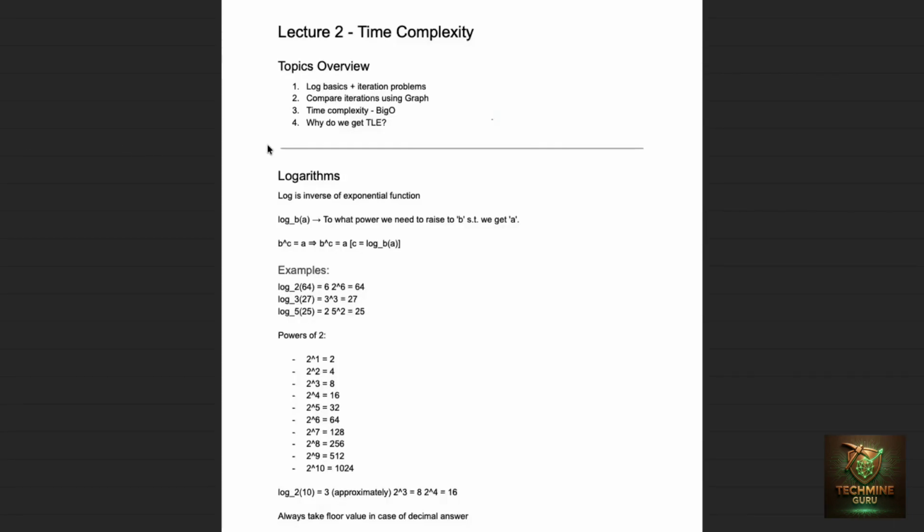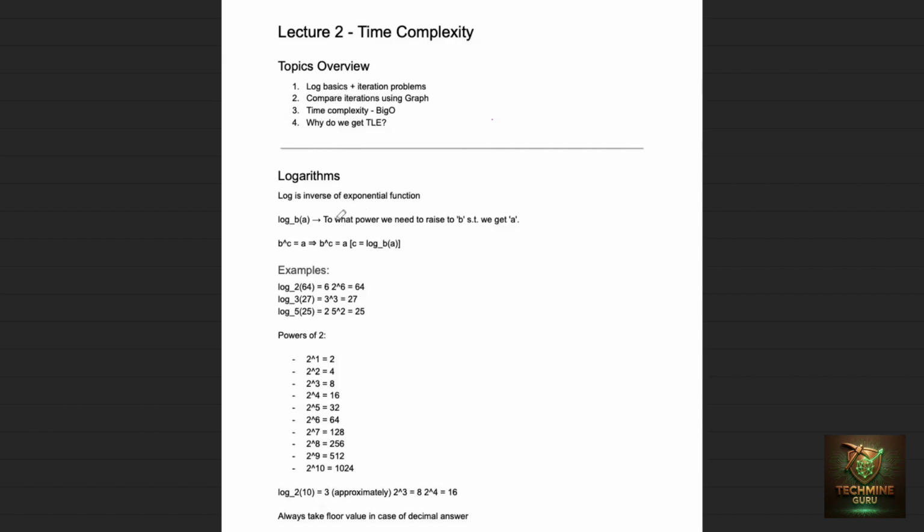So today in this lecture, we are going to learn about time complexity, and the topics which are going to be covered are log basics, comparing iteration using graphs, time complexity with the big O notation, and why do we get TLE in online IDE. So let's start with the logarithm.